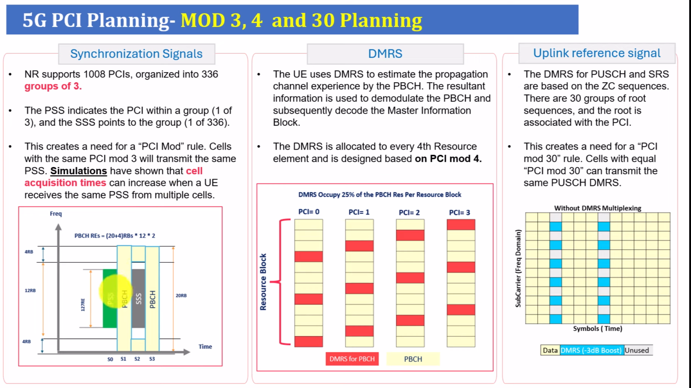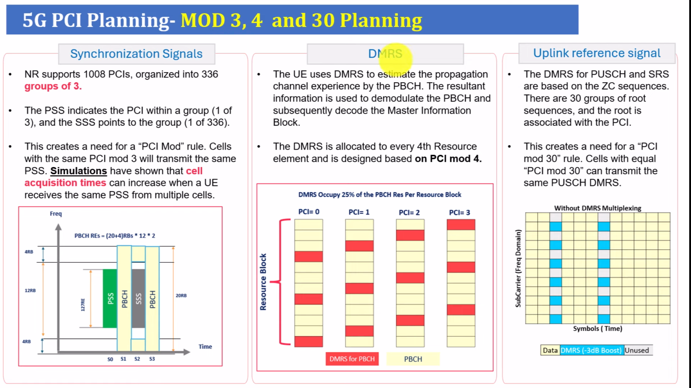As mentioned here, this is based on some simulations, quoted from 5G NR in Bullets, that if you have this kind of mode 3 interference, it can make the cell acquisition time, during the initial access, increase. This happens if the user receives the same PSS with the same mode from multiple different cells. So this is the first thing about mode 3.